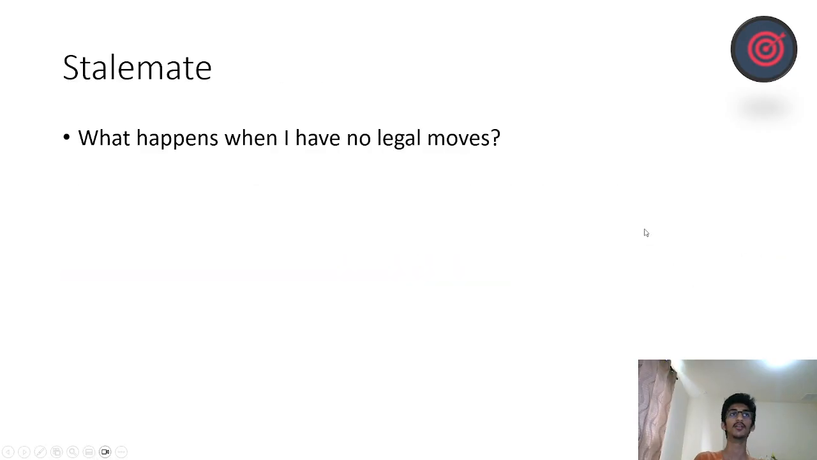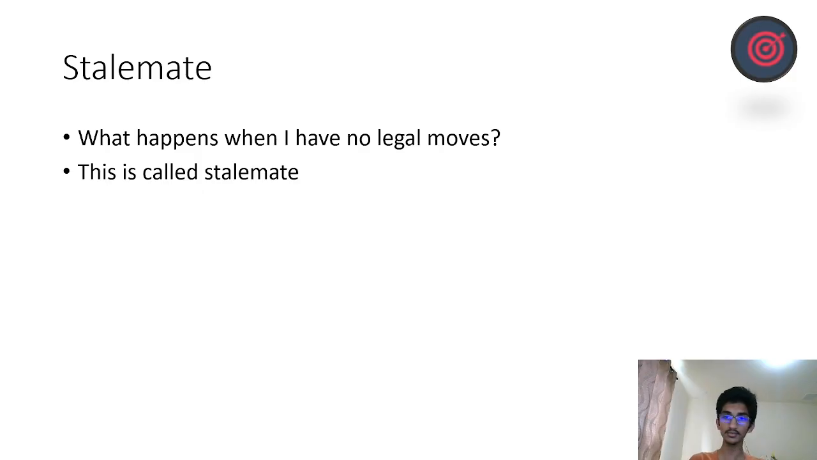So something else that I wanted to talk about is stalemate. Sometimes you'd be wondering, say some player is not in check, but they can't do anything that is allowed. They can't move any of their pieces. They can't move their king because wherever they move their king, it's under attack. And this is actually called stalemate.